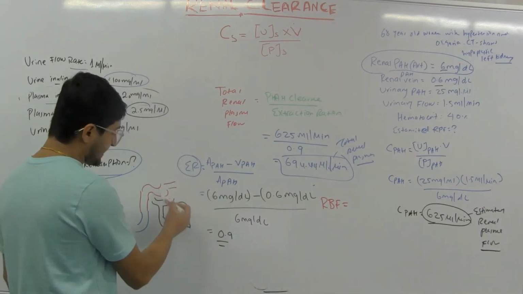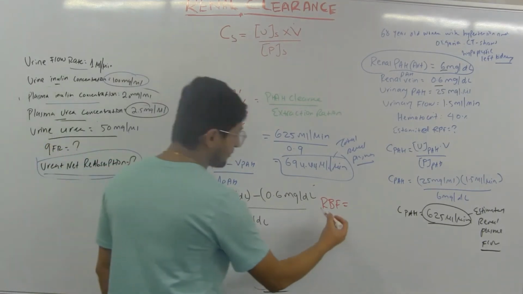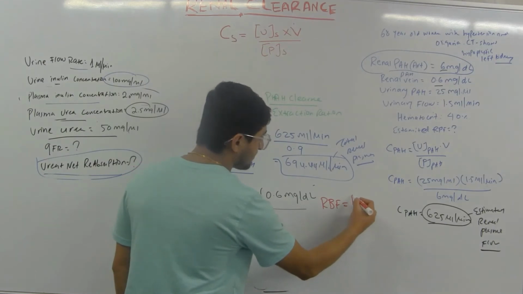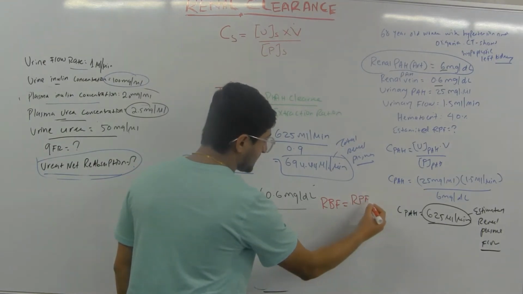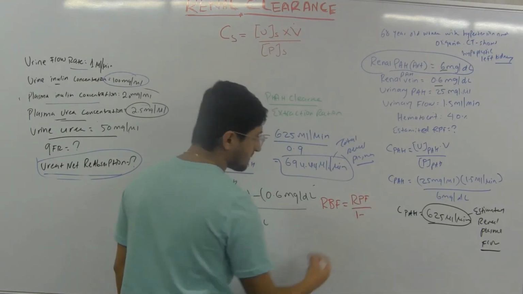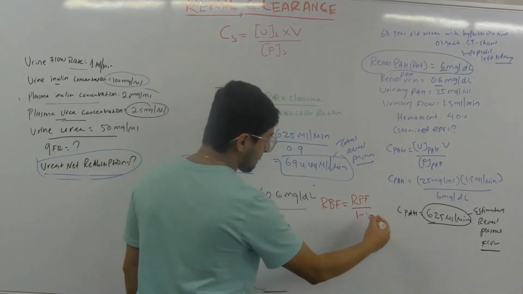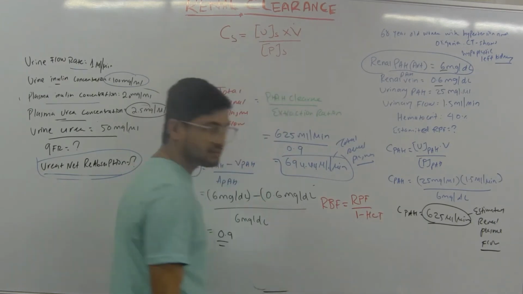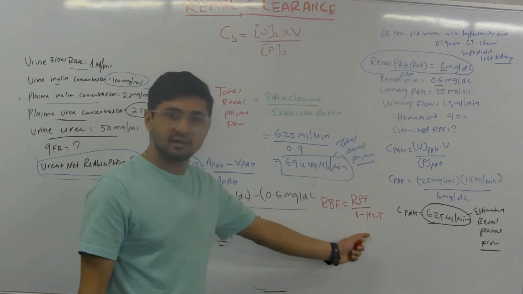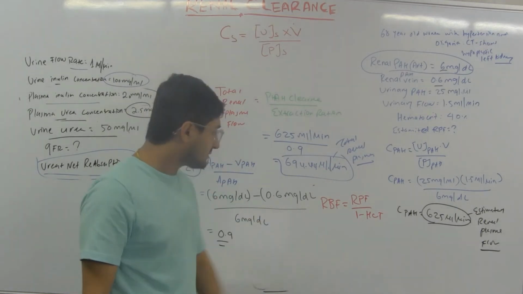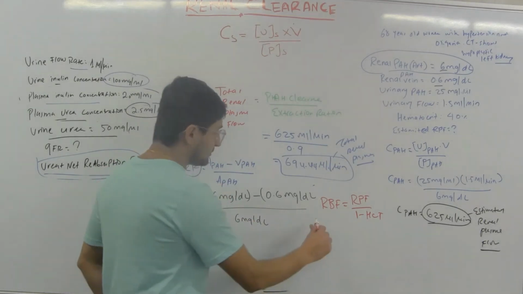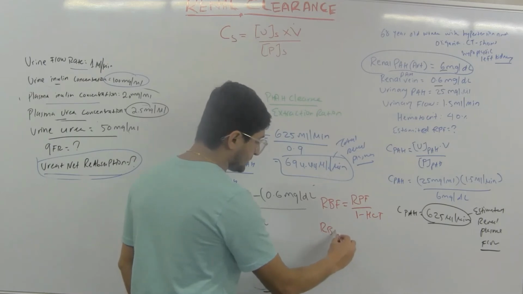And how much of it gets excreted out. So in order to do that, we have to know the renal blood flow, and we have to know the renal plasma flow, and we do know that over 1 minus, let's say, the hematocrit. Okay? That is what renal blood flow is. That's what my hematocrit is. So the renal blood flow is equal to what?